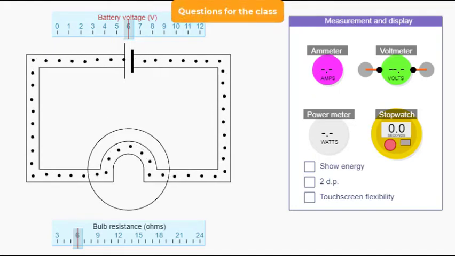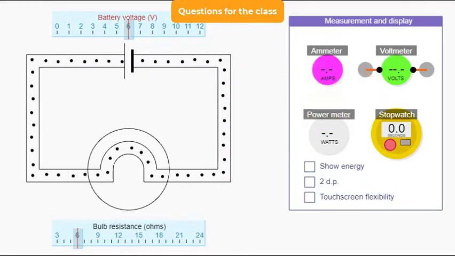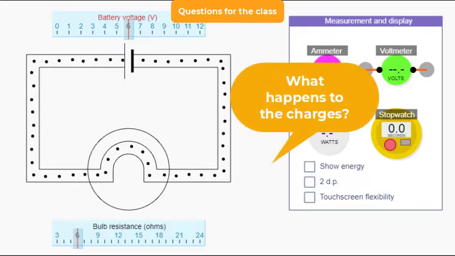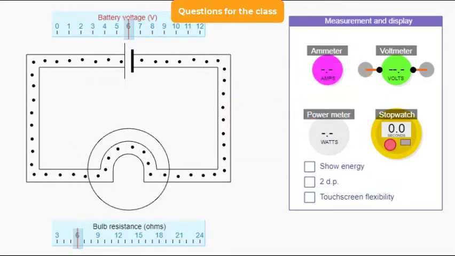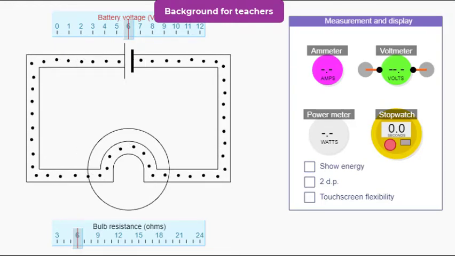We know that batteries eventually run down, so do they run out of charges? And the answer is no. What happens to the charges? They just go round and round the circuit. The confusion is that charge in English can mean fill up, as in charge your glasses at a wedding. So when we charge a battery, we are filling it up, but just not with electric charge.